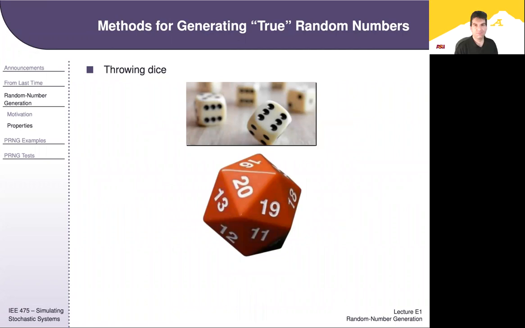All right, so moving forward, what are some methods for generating true random numbers? Because we want to generate these random numbers so that we can use them in Arena. Well, one option is throwing dice. I keep bringing that up, throwing dice. Now we can have Arena throw dice, but we know that dice are excellent at generating uniform numbers.